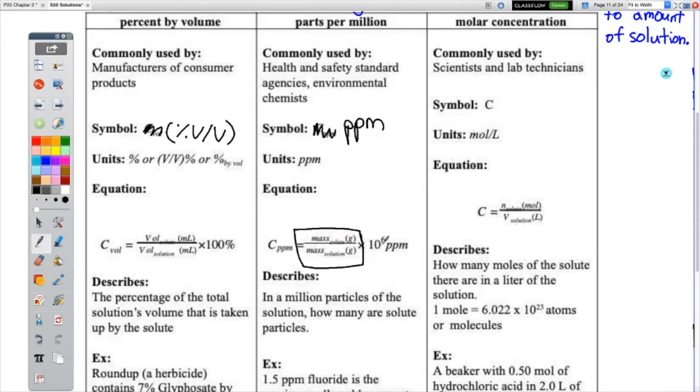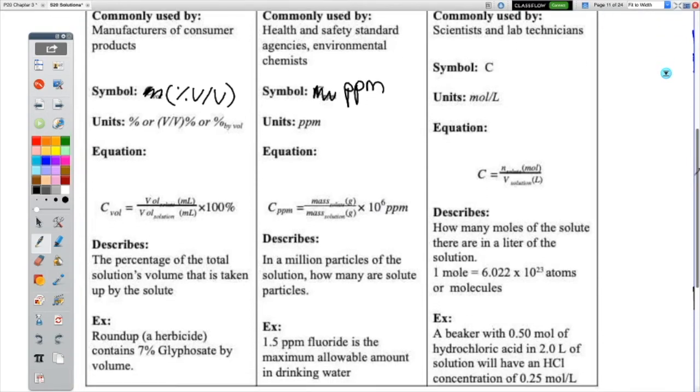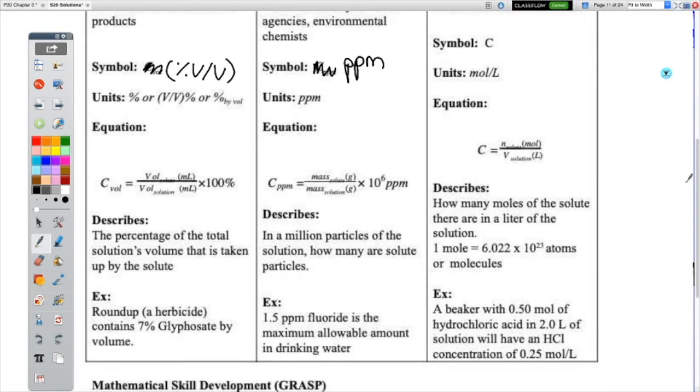10 to the 6, type that in your calculator. That's a fancy way of saying a million. So 10 to the 6 is just another way of saying a 1 with 6 zeros, or a million. And we'll come back to here. Why is it commonly used by these health and safety standards people and the environmental chemists? Well, maybe now it makes sense. Now that we know that it's about very, very small concentrations, it makes sense that it would be these kind of people using it.